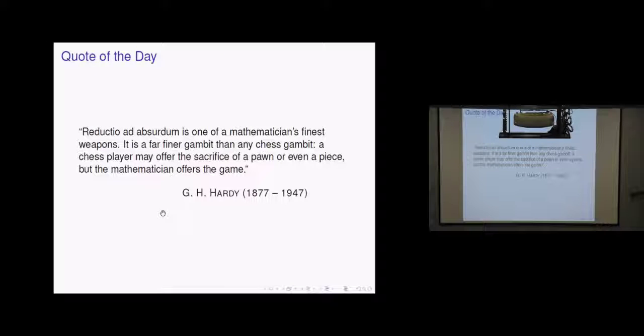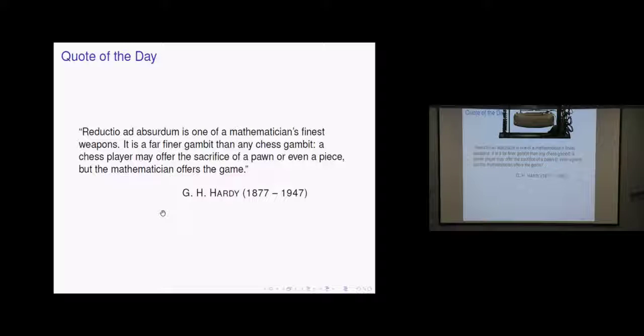Okay, so now the next topic is the two beautiful theorems. I want to start from this quote by British mathematician Hardy. This is about proof by contradiction. Reductio ad absurdum, probably Latin, is a fancy way of saying proof by contradiction. He says this proof by contradiction is one of a mathematician's finest weapons.